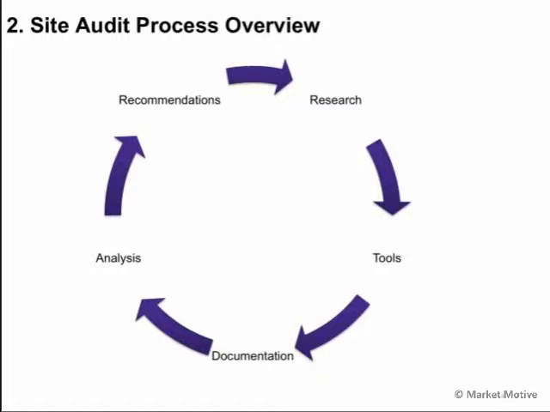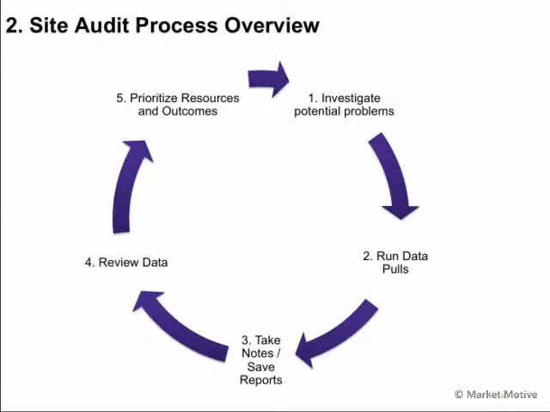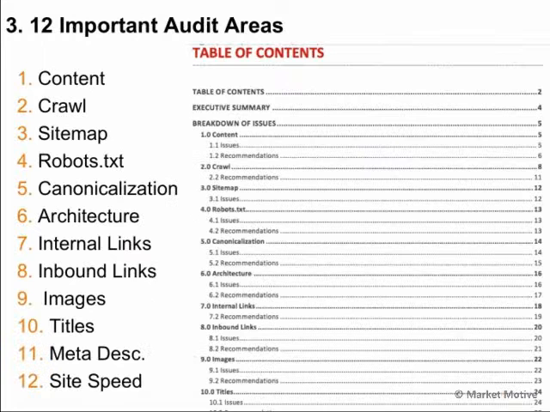documentation. So this process is ongoing. We're constantly doing research with different tools. We're documenting, we're analyzing, and we're making recommendations. We're going to investigate these problems individually, running the tools, and then reviewing the data, we'll prioritize these outcomes in the 12 different areas. We're going to start with content.